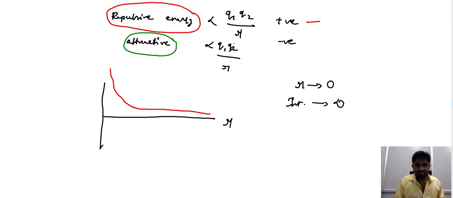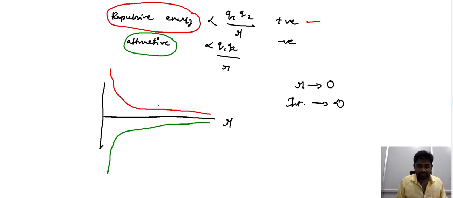Since the formulation is the same, we will observe the same trend, but because the attractive energy is a negative energy, the trend will be the same but reversed, and we will observe it in this quadrant here. That is, as R increases, the negative attractive energy increases, and as R gets close to 0, it reaches infinity. So here the red curve indicates the repulsive force.